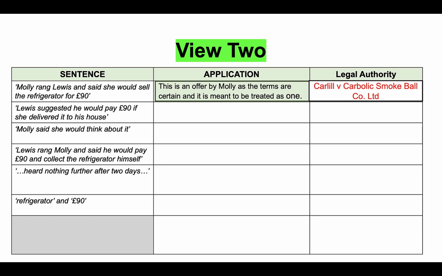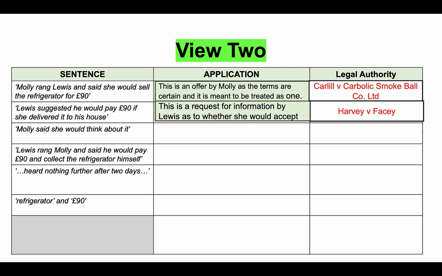Suggested. Might the courts look at this as a request for information by Lewis? Look, I'll pay 90, but would you kind of deliver it to my house as well? In which case our legal authority becomes Harvey and Facey to support the request for information. Molly said she would think about it. Well, we could say the courts might see this as a response to Lewis's earlier question. So, there's no acceptance here or anything like that.